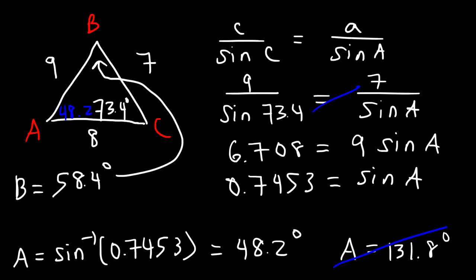So if you have all three sides, you need to use the law of cosines to find the first angle. And then you could use the law of sines to find everything else. So that's it for this lesson.